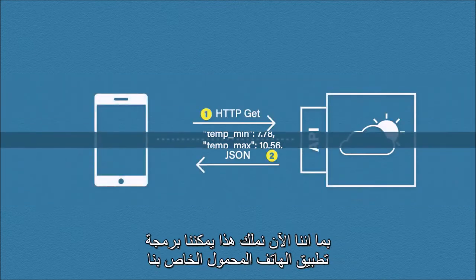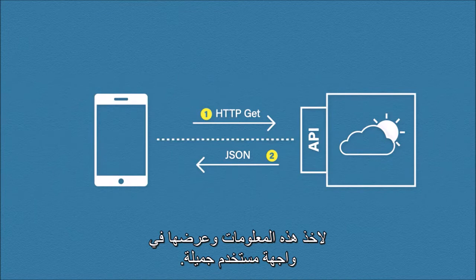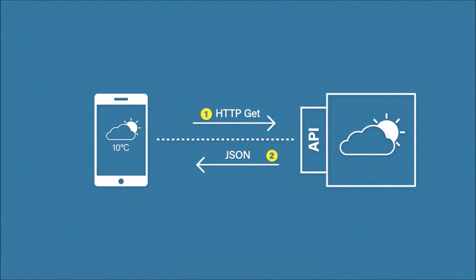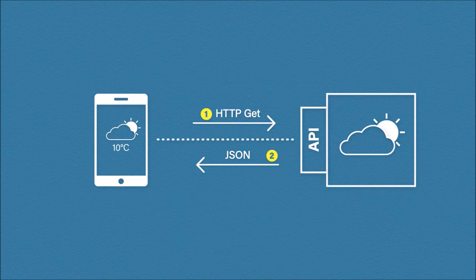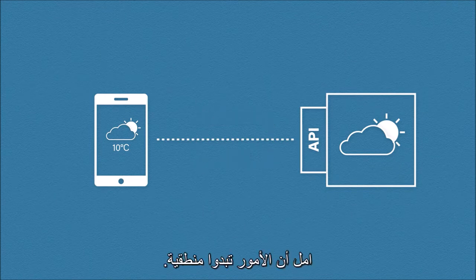Now we have this, we can program our mobile app to take this information and display it in a nice, pretty user interface. And I'm sure you can guess, yes, this is a British temperature reading. Hopefully that's starting to make sense.